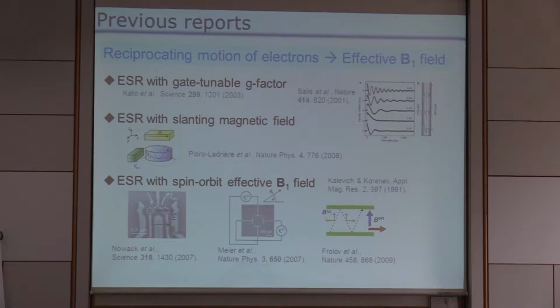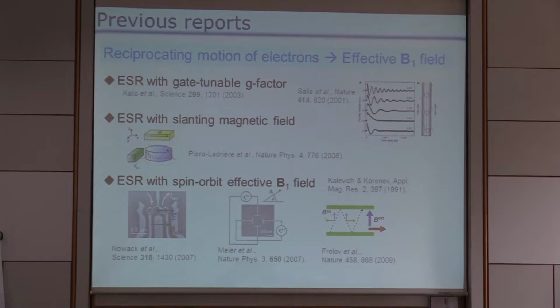So far, several studies have shown that reciprocating motion of electrons can induce an effective oscillating magnetic field. For example, the electron g-factor can be tuned by the external gate voltage. This enables us to produce an oscillating effective magnetic field.